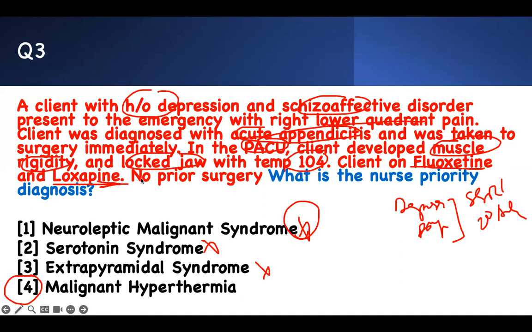Why is it so? He has lockjaw. He has muscle rigidity. He has a temperature, and this happened right after he had surgery. This is how you take a test, using your skills and breaking it down. Patient is on an antidepressant and an antipsychotic, but nothing new was given to him, and he just had surgery, and boom, temperature, lockjaw, rigidity: malignant hyperthermia.